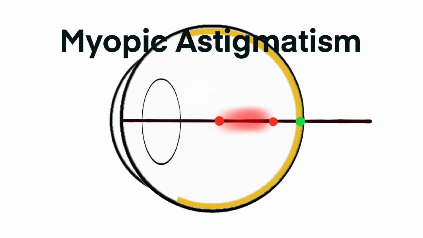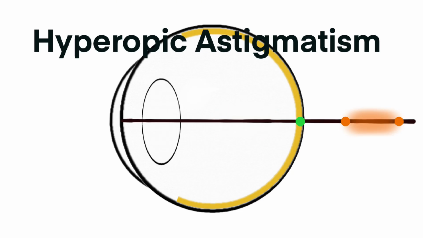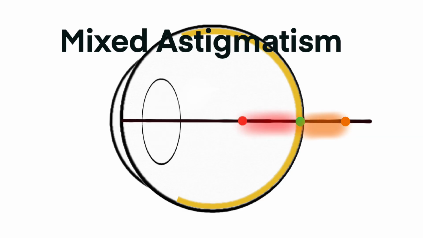Astigmatism focus points can be broken into 3 categories. Myopic astigmatism, where both points are in front of the retina. Hyperopic astigmatism, where both points are virtually behind the retina. And mixed astigmatism, where one point is in front of the retina and the other virtually behind it. The retina is straddled. Let's look at an example of an astigmatic prescription.